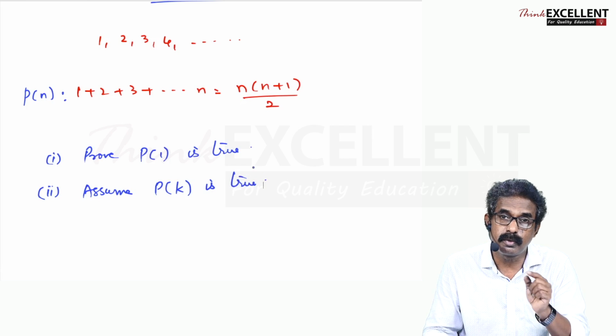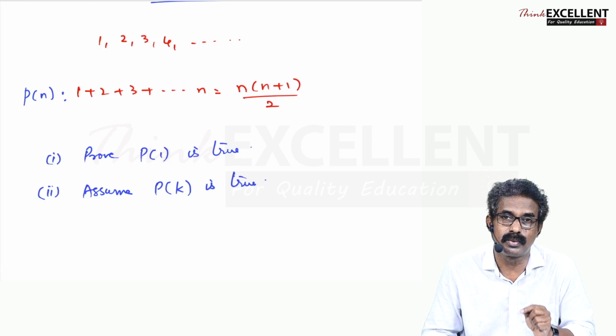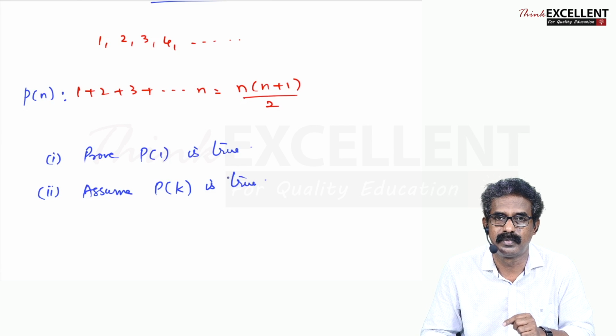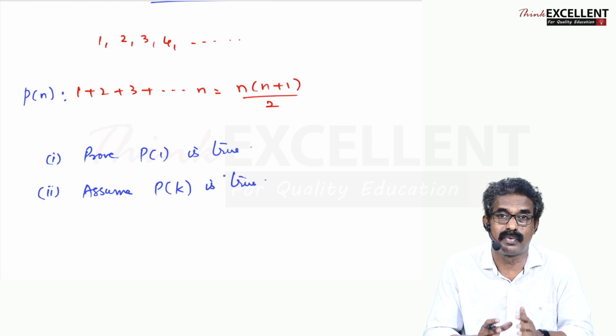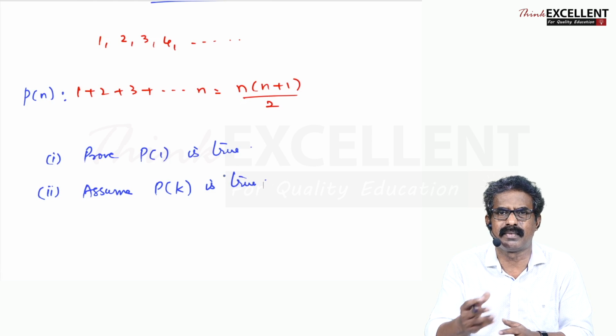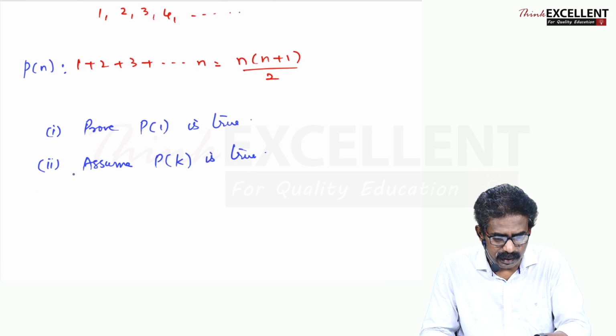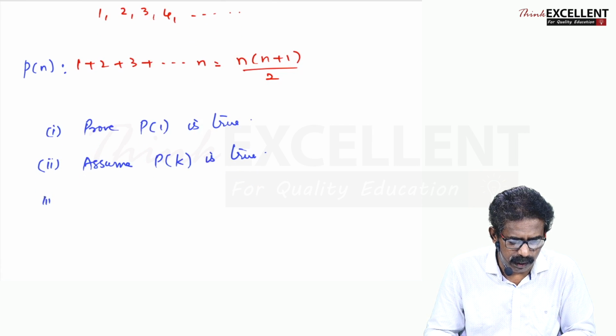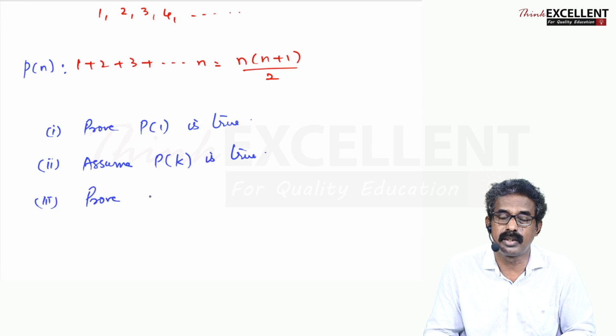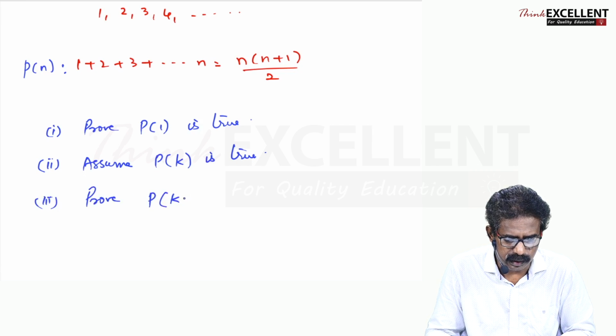So first one you have to prove. Prove the result is true for n equal to 1. Second one, we are not proving, just we are assuming. Assume the result is true for a particular number k. Maybe 17 or 25, something like that. k is some number, okay? And the third step, and that is the most important one, again you have to prove. Prove the result is true for n equal to k plus 1. Prove P of k plus 1 is true.